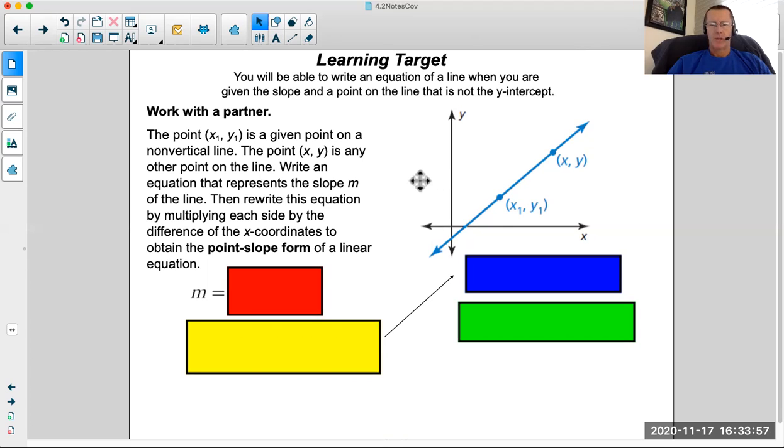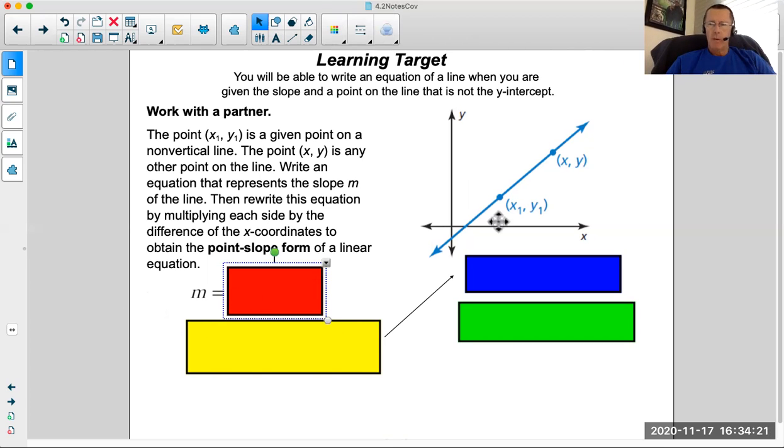Well, we know that. That's change in y's over change in x's, right? So then rewrite the equation by multiplying each side by the difference of the x coordinates to obtain the point-slope form of a linear equation. So, new form. Remember, we've had standard form, ax plus by equals c. We've had slope-intercept form, y equals mx plus b. And here we're going to get point-slope form.